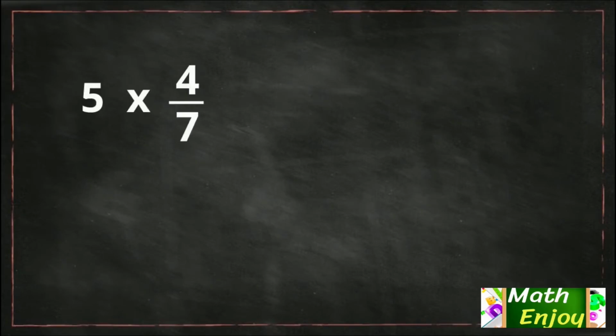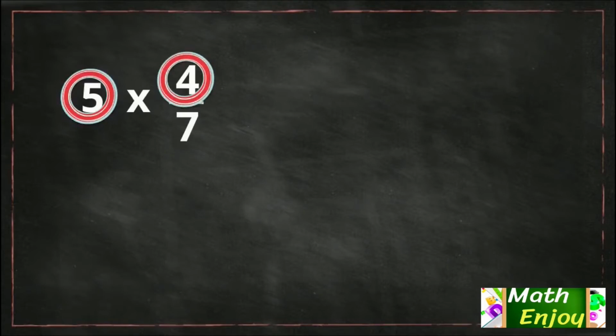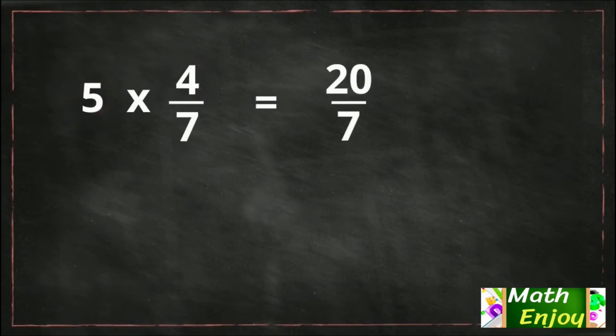Next one, 5 multiplied by 4 over 7. Here also the same thing. We will multiply the whole number by the numerator. 5 times 4 is 20. 20 over 7. Denominator is 7.